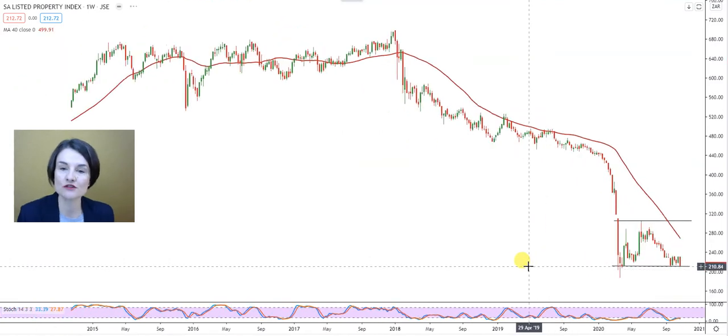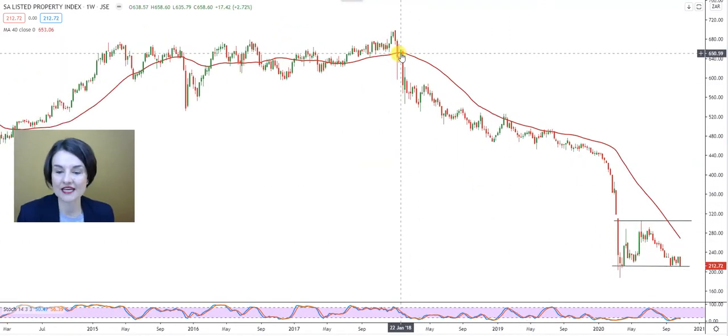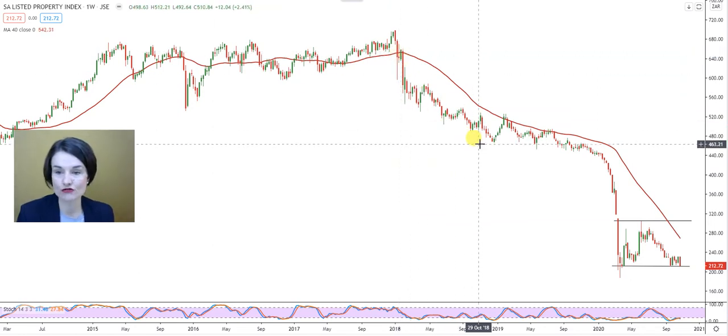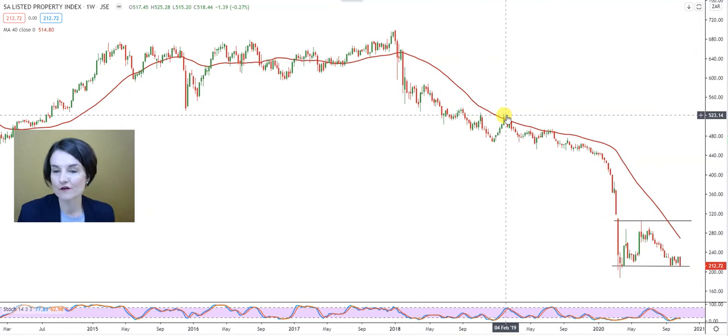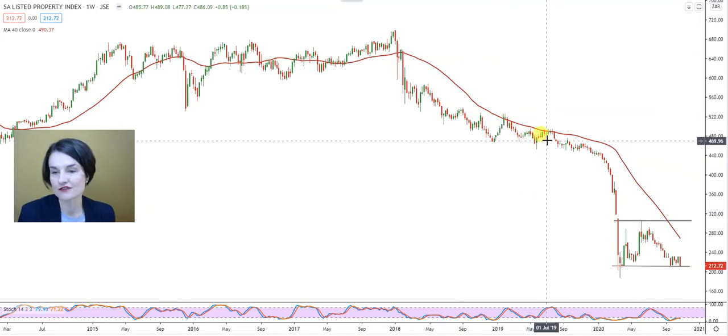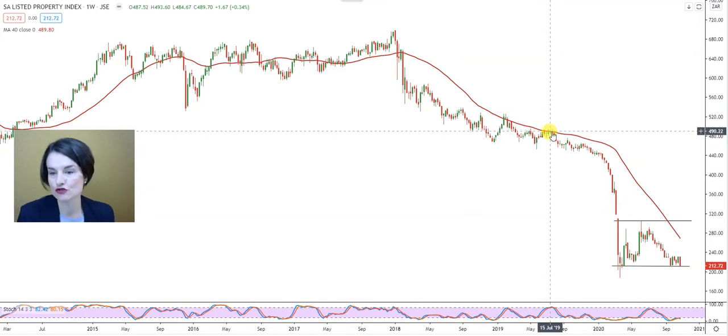And Rashad, I'm going to zoom out because I want to take you back here to 2018, where clearly for 4 consecutive weeks, this index could not change the 40-week moving average into a support and couldn't keep it. And ever since then, it just retraced. It tested it again back in February 2019, retraced, tried to test it again there in July 2019, could not change it into a support.